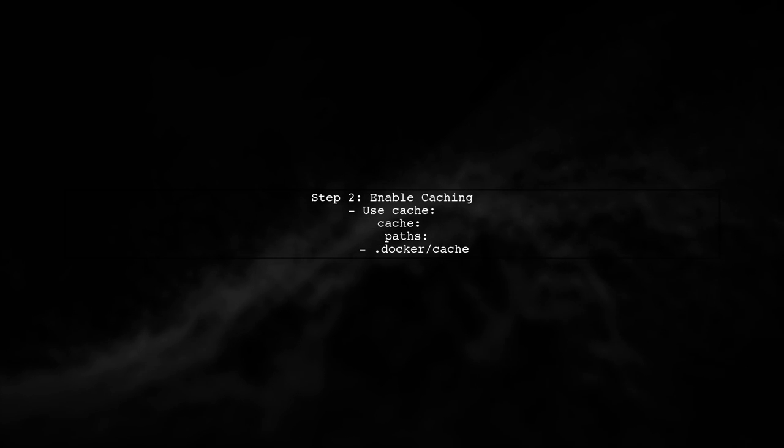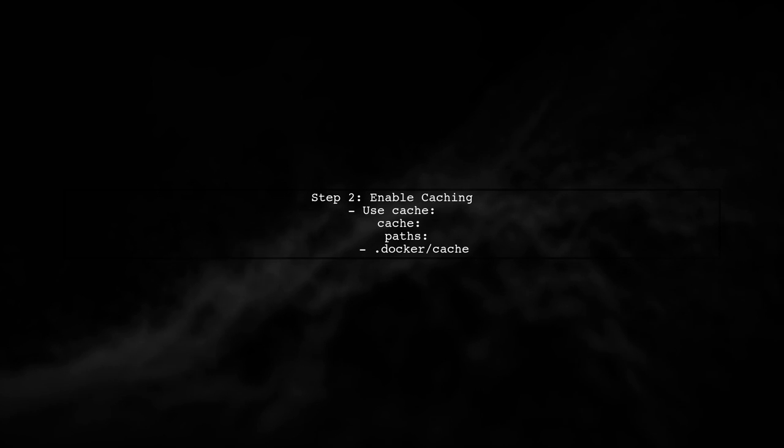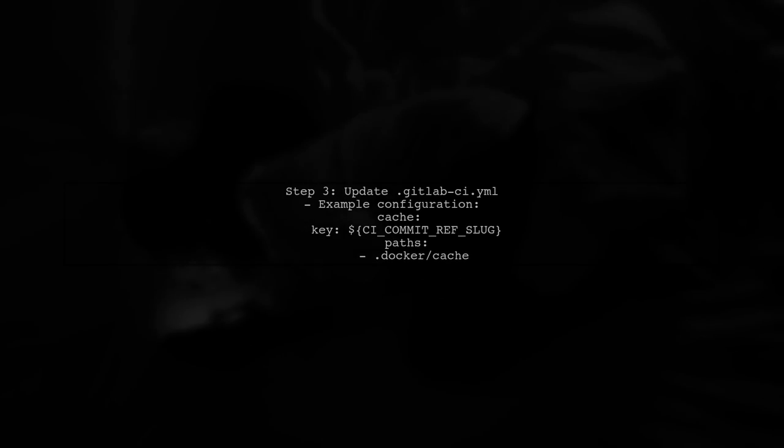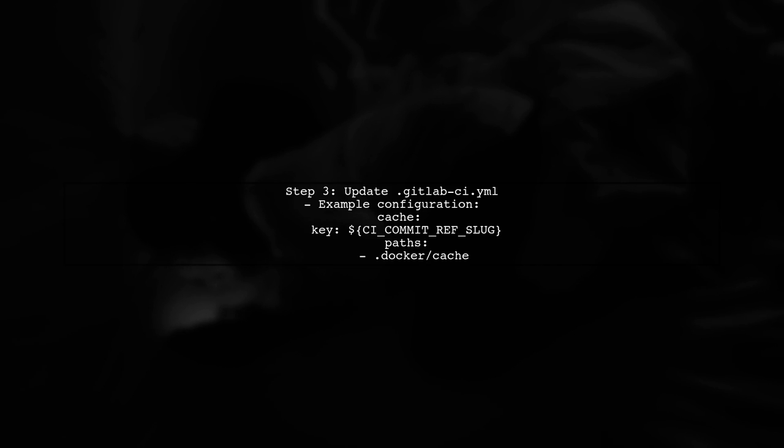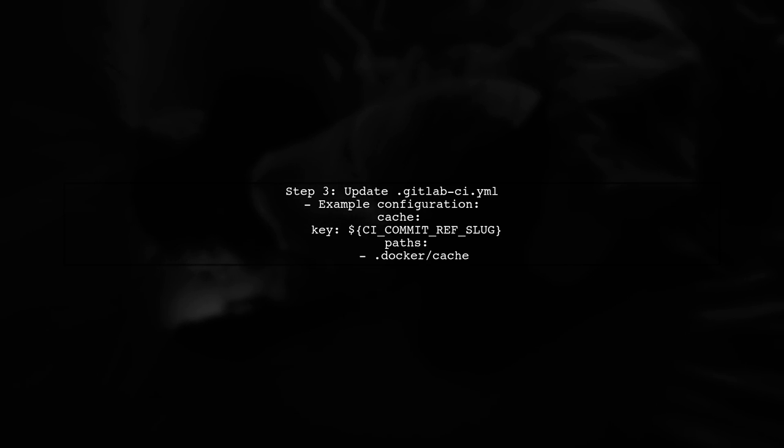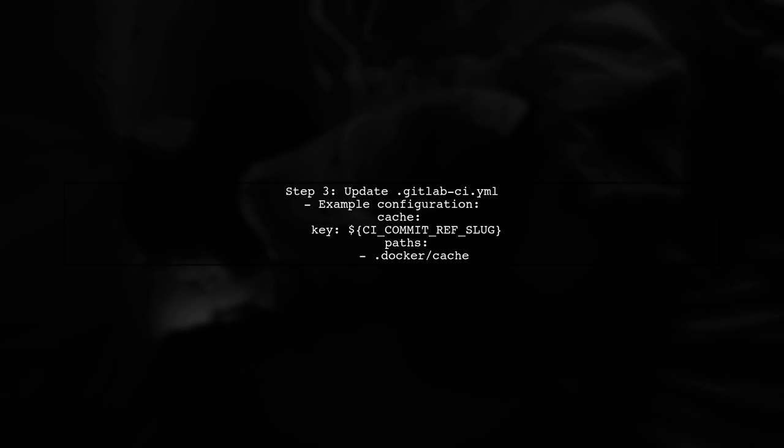Next, we can leverage caching to reuse the Docker machine from a previous commit. This is particularly useful if there are no changes in the configuration file. In your .gitlab-ci.yml file, you can specify the cache settings to ensure that the Docker layers are preserved between builds. This will significantly reduce build times.